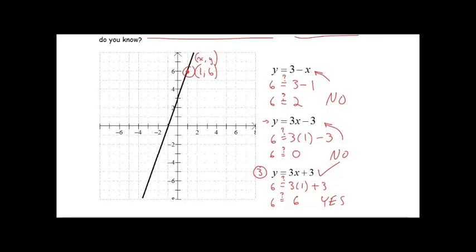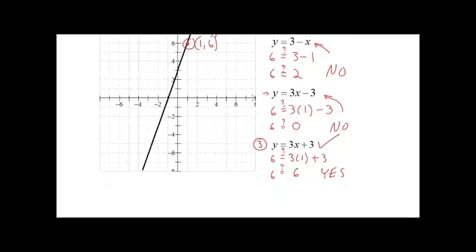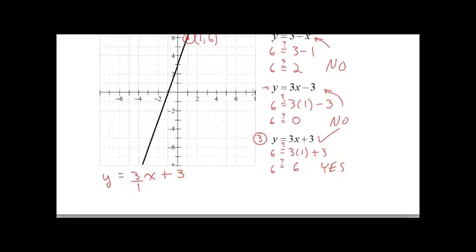Okay, so now I'm going to rewrite this third equation that we know is the equation of this line. I'm going to write down that equation, and I'm going to turn this number in front of the x, which is our slope, into a fraction of 3 over 1. Okay, so we haven't changed the number 3 by putting it over 1. The reason that I'm doing that is because our general form, our slope-intercept form, for the equation of a line is y is equal to mx plus b.